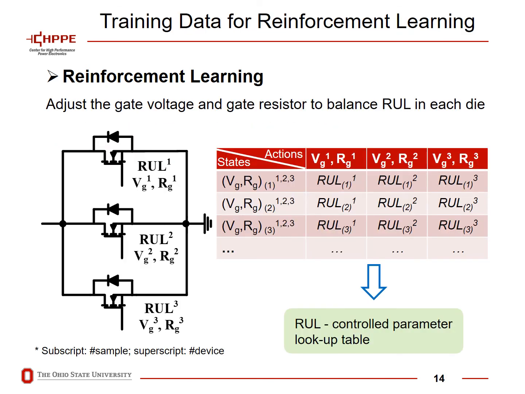We're going to apply reinforcement learning for the remaining useful life balancing control. During the training process, we're going to try random combinations of a gate voltage and a gate resistance and observe the remaining useful life changing. At the end, the training process will create a reward table to tell us what combination of gate voltage and gate resistance will give us balanced remaining useful life for the parallel chips.